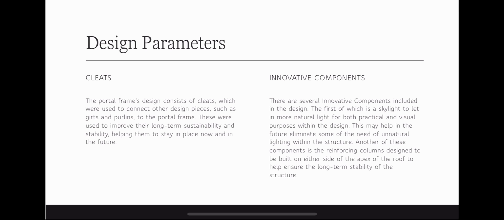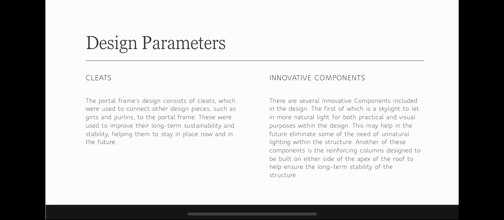The portal frame's design also consists of cleats, which were used to connect other design pieces such as girts and purlins to the portal frame. These were used to improve their long-term sustainability and stability, helping them to stay in place now and in the future. There are also several innovative components included in the design.